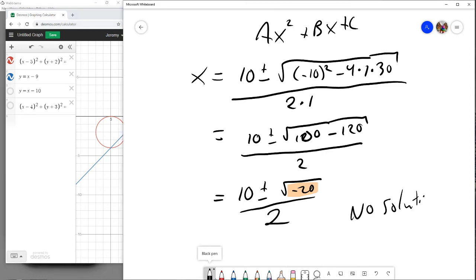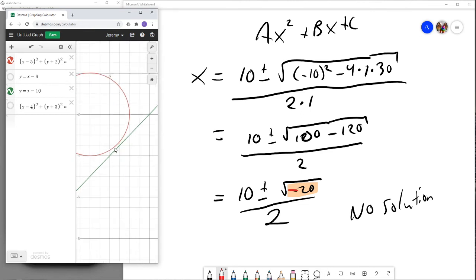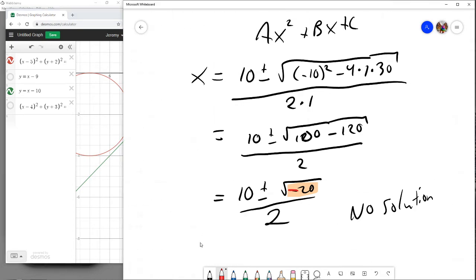And that's because we have the negative right here inside. That negative right there tells us no solution because you cannot have the negative inside the square root. And in fact, there are no points of intersection. So that's why it's no solution also from a geometric perspective.